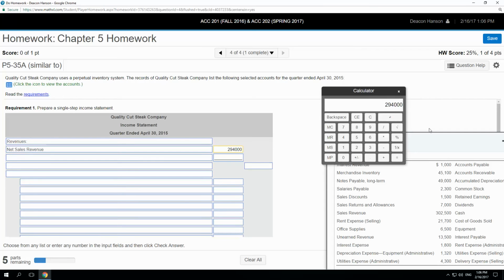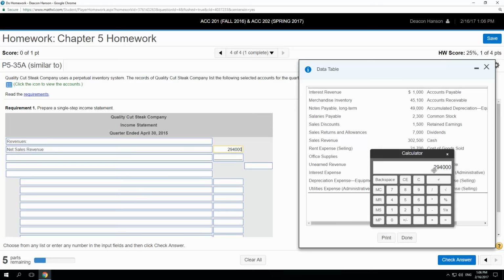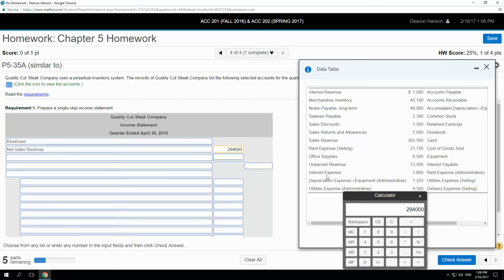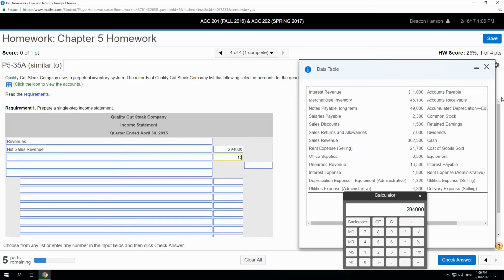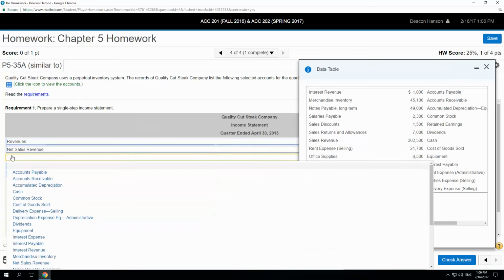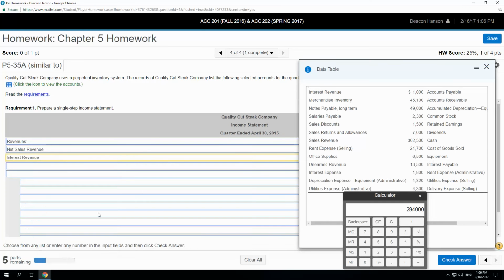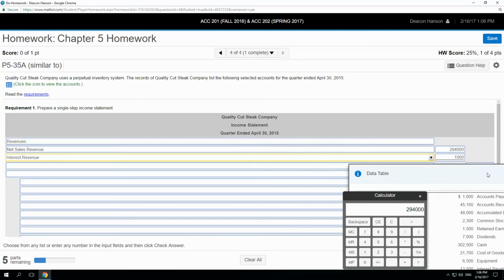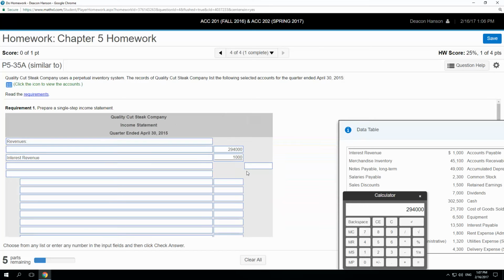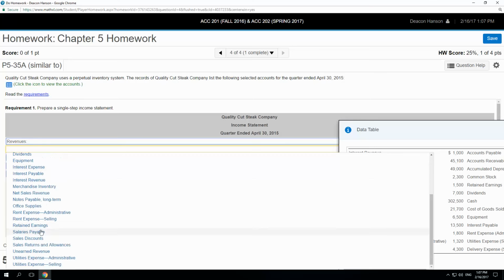Now I notice they have interest revenue. So there's an interest revenue figure here. Where is that guy? At the top. Yep, 1,000. So we'll put that 1,000 in there, and we'll call that interest revenue. Okay. So now our total revenue will be the combination of the two, 295,000. I need to label them, right? So I got my net sales revenue here.